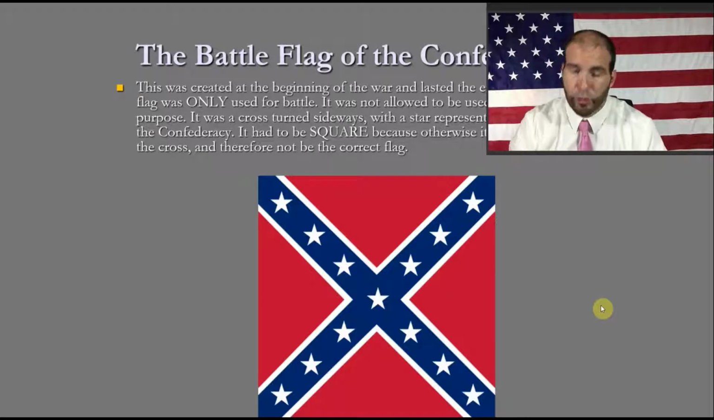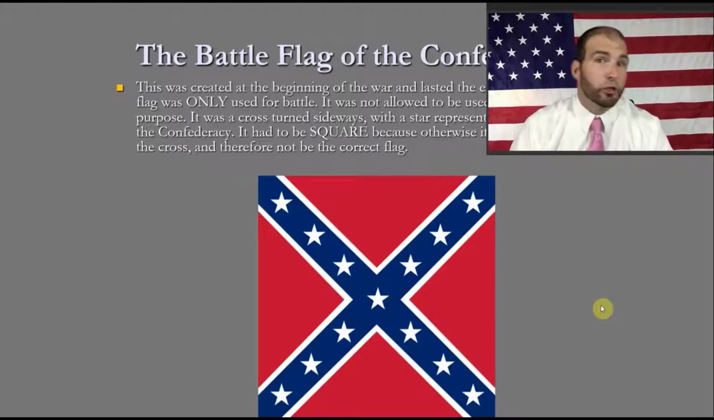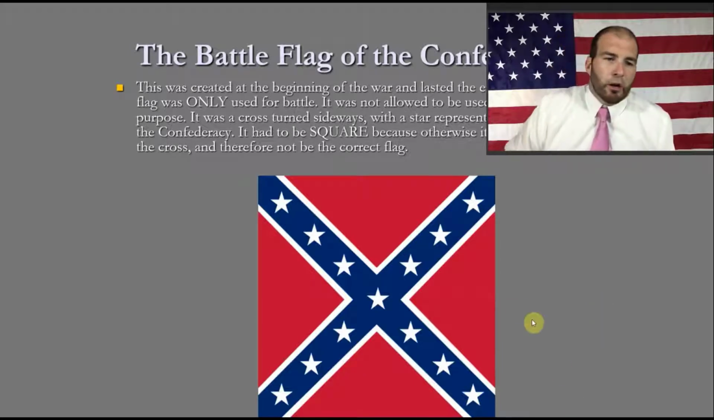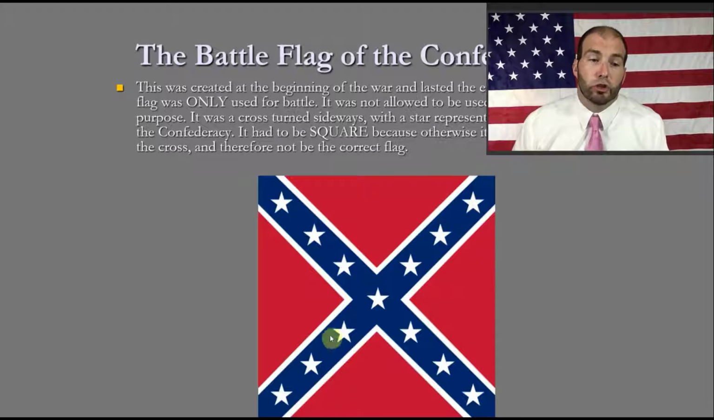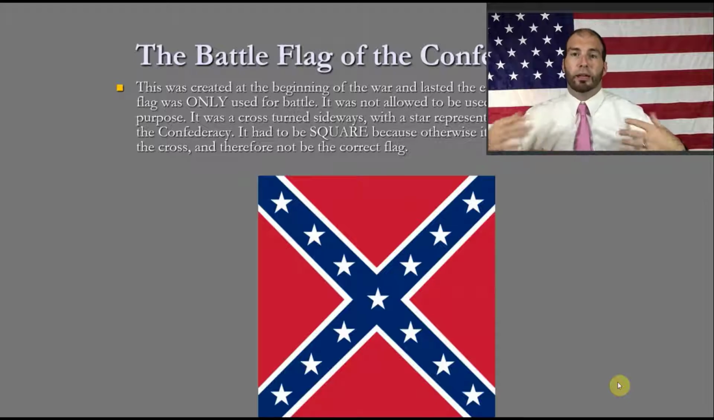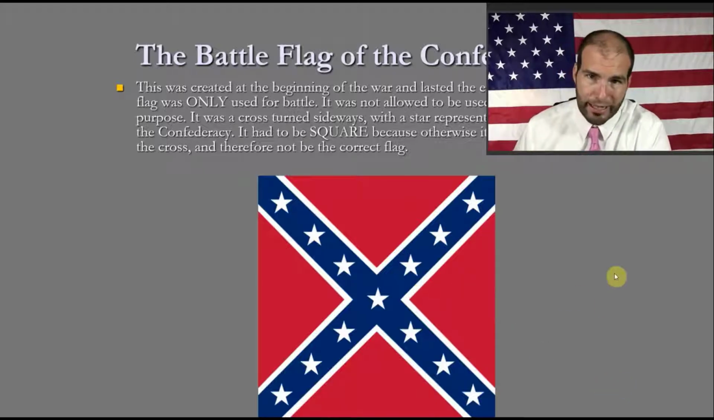Now, flags, when you make them, have to have symbolism. And there's a lot of symbolism in it. And because this is the most ridiculously researched thing forever, there is some controversy over the symbolism inside this flag. So I'll give you both sides of it. The 13 stars represent the 13 states that seceded. So the stars do represent the states.